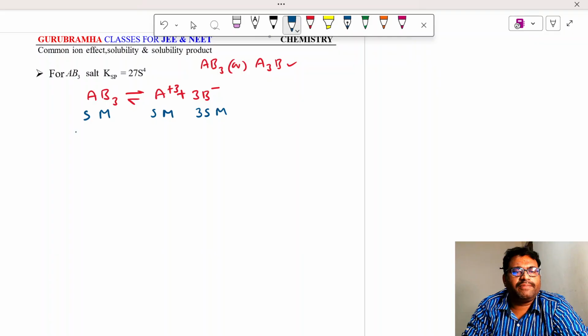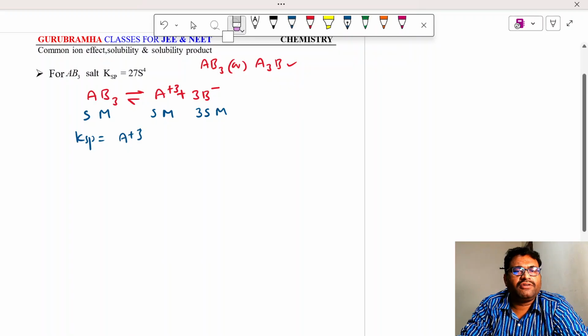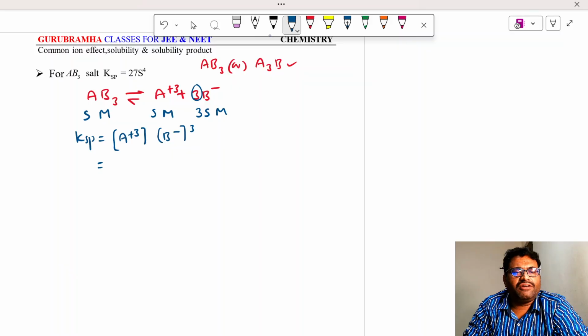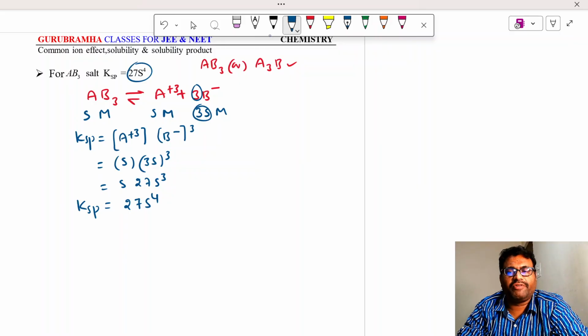So then what is KSP? KSP will be written as concentration of A plus 3 into concentration of B minus power 3, because we have 3 here. And this is equal to S into B minus, which is 3S. So 3S whole cube. That is equal to S into 27 S cube, that is 27 S power 4. So KSP is equal to 27 S power 4.